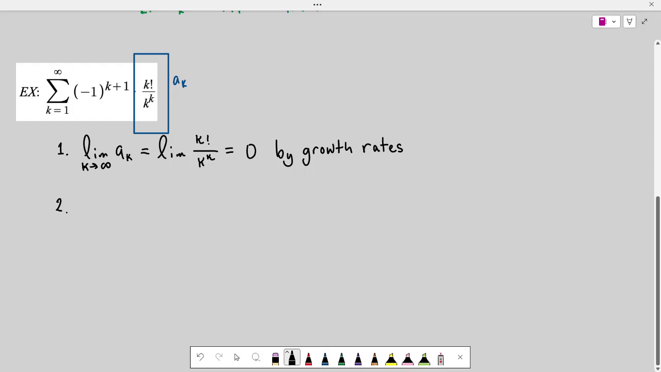And then the second step is that we want to show that the sequence is decreasing. As we go further out in the sequence, the terms are getting smaller. That's the direction I'll always write it, because a sub k plus 1 is beyond a sub k. I like to write it in the order that you're visualizing your sequence. So a sub k is k factorial divided by k to the k, and we want to show that if we add 1, we are going to get a smaller value.